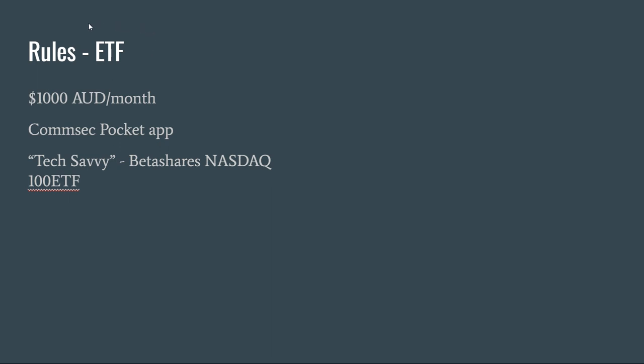So, exchange traded fund rules: I wanted to put in 1,000 Australian dollars a month. I was going to use this CommSec Pocket app, which is just a retail investing tool on a mobile phone. CommSec is the financial arm of the Commonwealth Bank, which is one of the big banks in Australia, and I was going to purchase this tech-savvy exchange traded fund, which has a collection of different tech businesses such as Tesla, Facebook, Amazon. I didn't choose this for any particular reason, just maybe thought that tech stocks were pretty cool. That's pretty simple.